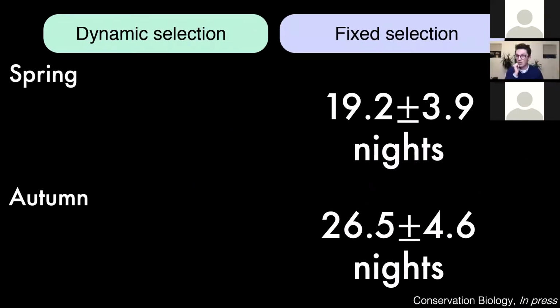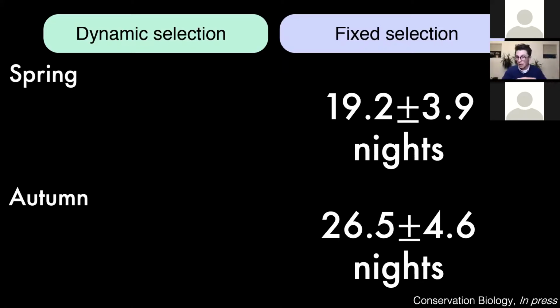Okay, so I just want to pull back to this figure and I'll go into the home stretch of what we have here. So I'm just bringing back this slide again. Fixed selection, again, 19 nights it takes in the spring to capture 50% of birds, 26.5 nights during the fall to capture 50% of the birds.